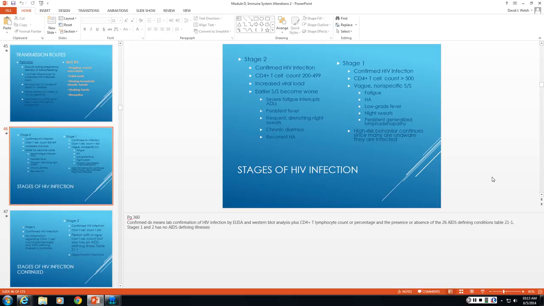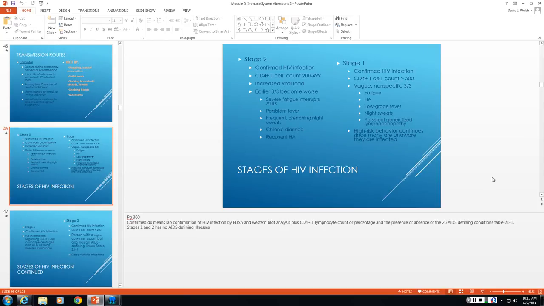So, stage 1 is confirmed HIV infection. The CD4 and T cell count is greater than 500. The symptoms are usually going to be vague and nonspecific. So you're going to have fatigue, headaches, low-grade fever, night sweats, persistent generalized lymphadenopathy. Their high-risk behavior usually continues since many of them don't know that they are infected.